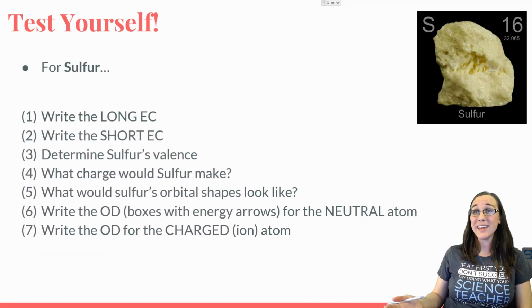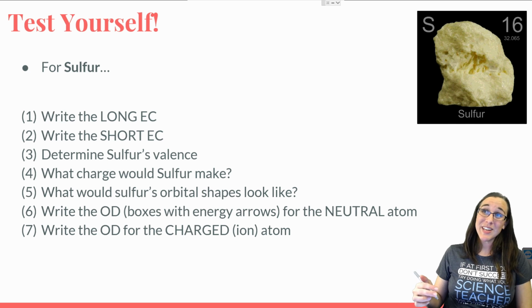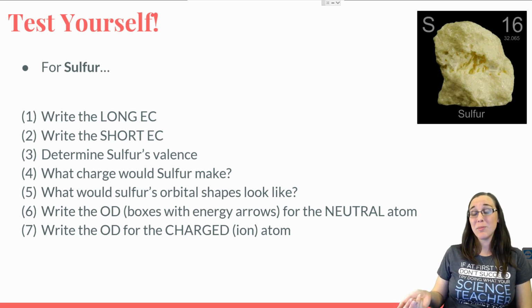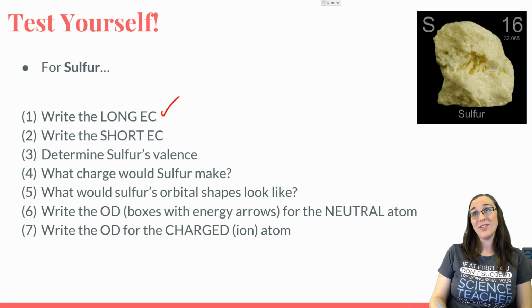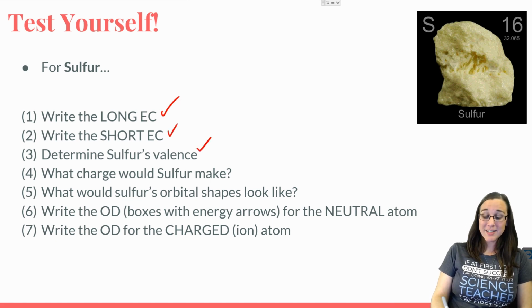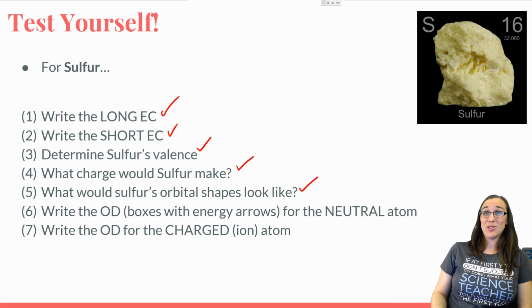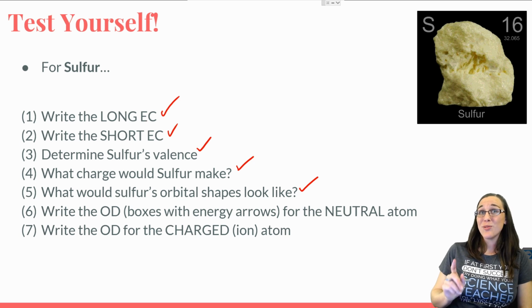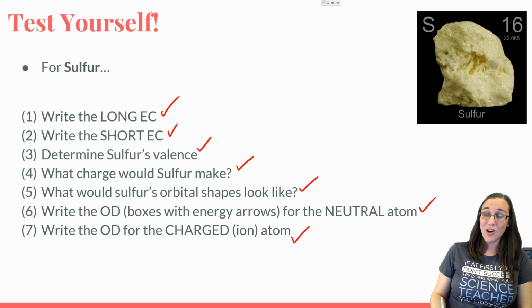So now, hopefully, after watching the previous video and this video, you should be able to write a long electron configuration for sulfur, a short electron configuration, determine its valence, determine the charge it would make, and the orbital shapes of sulfur. You should be able to write out the orbital diagram for a neutral atom, and also the orbital diagram for a charged atom.